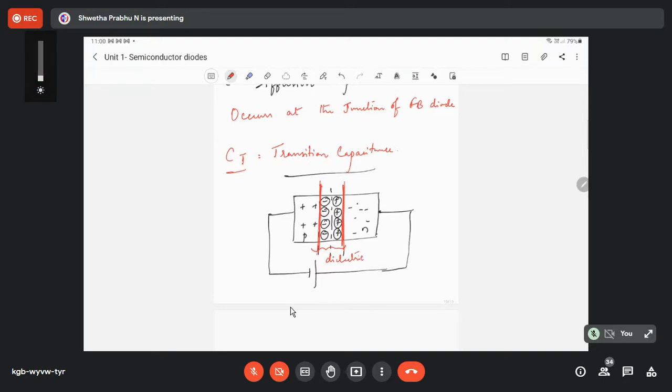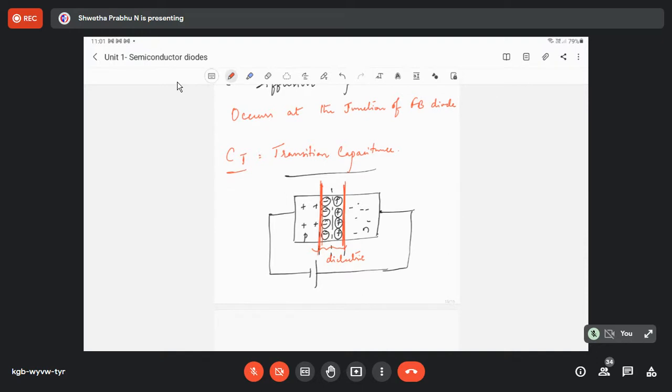So as you increase the reverse bias voltage, the depletion region widens. When a diode is reverse biased, the depletion region around the junction behaves like a dielectric, as this region is free of carriers. It contains only the immobile ions. As the width of the depletion region increases with an increase in the reverse bias voltage, the distance between the two parallel plates increases, it widens, correct?